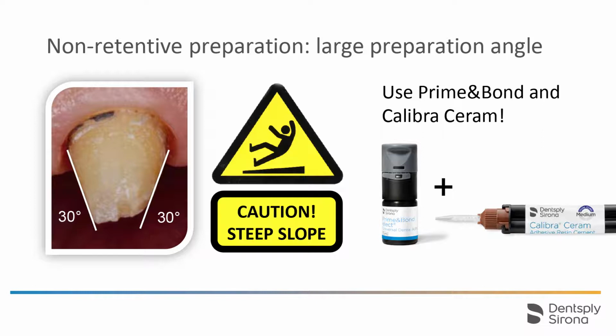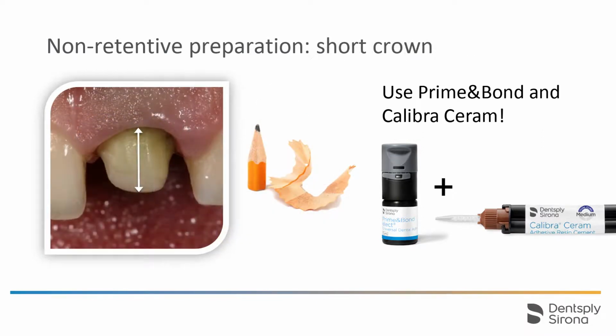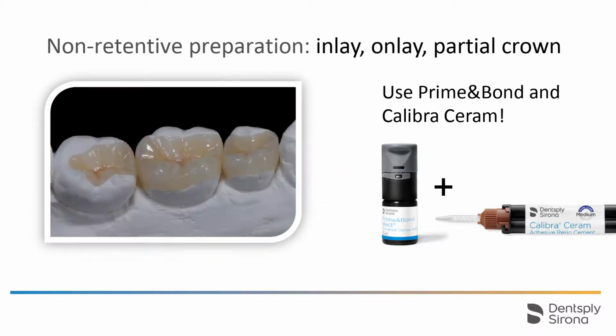detached from the tooth. Another example illustrates the influence of different lengths of crown. This patient only has a very short clinical crown. After preparation, the retention surface available is minimal. Adhesive cement should also be used in this case. Inlays, onlays, and partial crowns also only have little retention surface. Here, Dentsply Sirona also recommends using Prime and Bond in combination with Calibra Ceram for cementation.